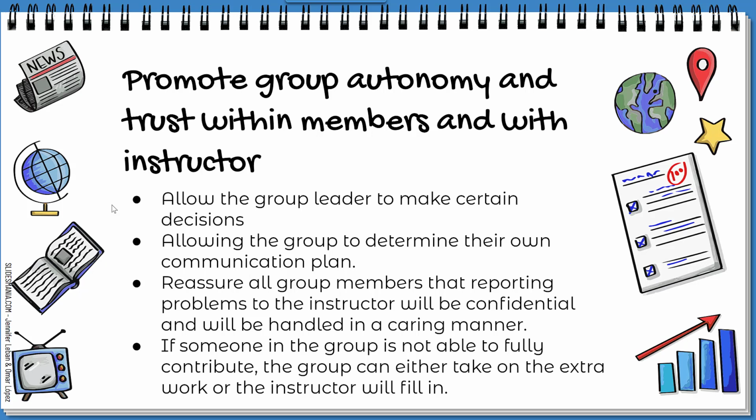I reassure all group members that reporting problems to the instructor will be confidential and will be handled in a caring manner. So what I talk to my students about is that if somebody's not pulling their weight in the group, first go to the group leader. And then let the group leader contact me. But if the group leader is the one that's not pulling their weight, contact me. I'm not going to go out and penalize that group leader. I'm going to contact them and say, hey, what's going on?